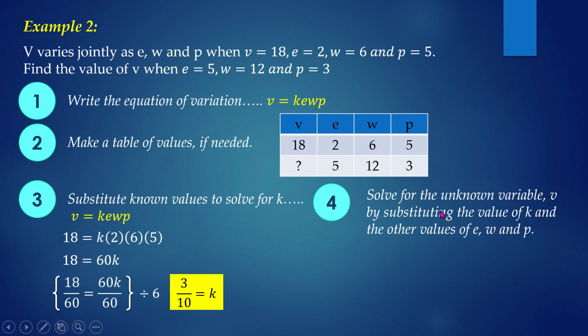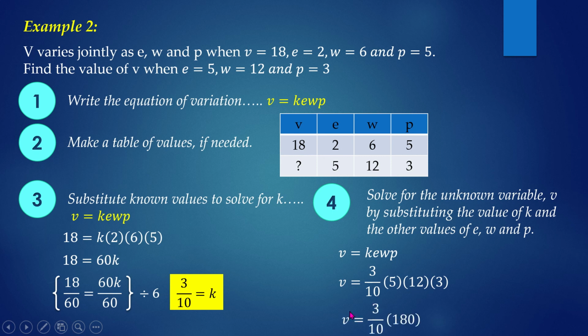Step number 4, solve for the unknown variable v, which is the second value of v, by substituting the value of k and the other values of e, w, and p, wherein the equation is v equals k e w p. V is equal to, with the value of k from the solution in step 3, which is 3/10, times the second value of e, 5, times 12, times 3. It is not required to be exact, since there is a table of values.